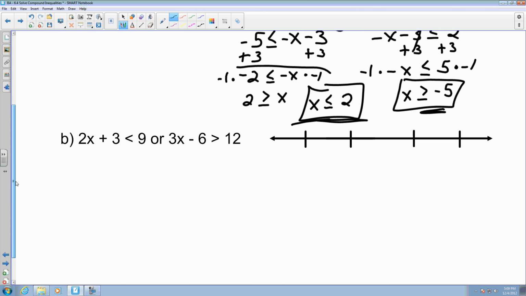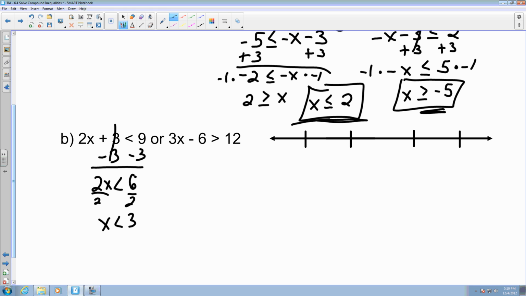So let's look at B. This one just shows up as two problems, where it has 2x plus 3 is less than 9, or 3x minus 6 is greater than 12. So let's solve the first one. I'm going to subtract 3 from both sides, cancels that out, which gives me 2x is less than 6. Divide both sides by 2, which gives me x is less than 3.